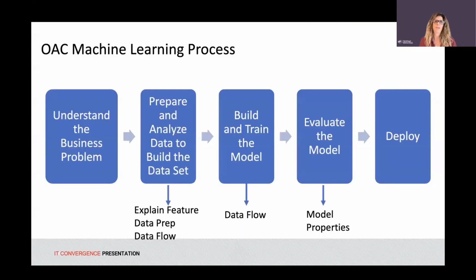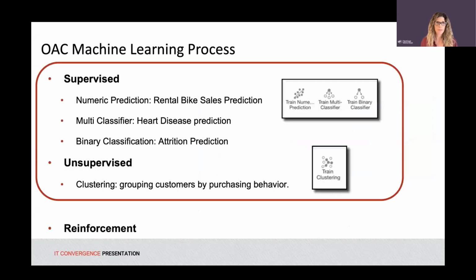So let me start with machine learning. If you're not familiar with machine learning, this is the process to create a machine learning model. The first one, obviously, is to understand what you want to do, then prepare and analyze the data to build that data set. This is usually the part that takes more time in a machine learning process. Then you need to build and train the model, evaluate the model, and deploy. But with OAC, you can just select which machine learning model you want and train it with a data set.